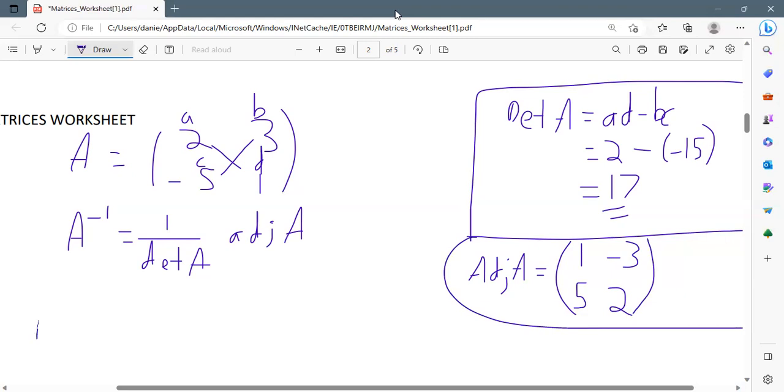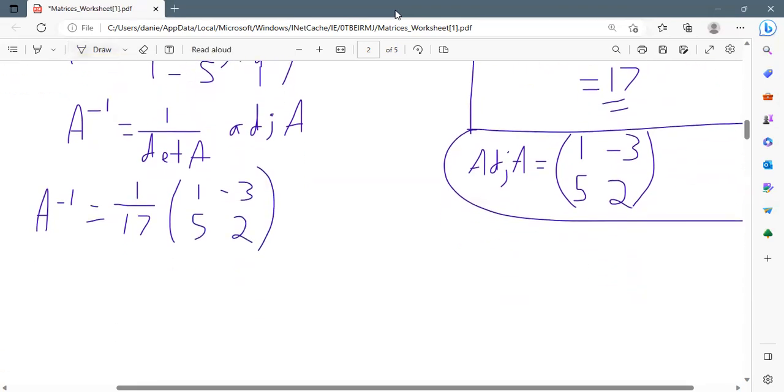So now A inverse is equal to 1 over the determinant, which is 17, multiplied by the adjoint, which is 1, negative 3, 5, and 2. Okay, so we can simplify this inverse here. To simplify it is just like expanding brackets.